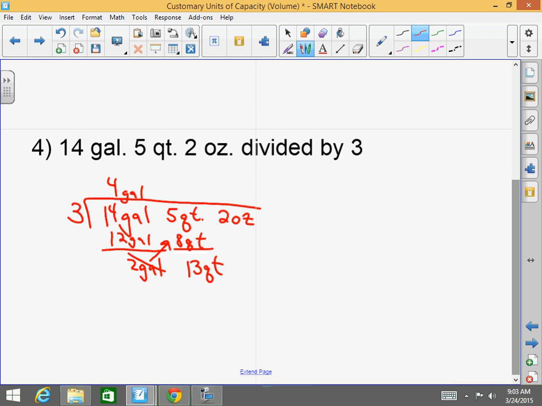3 divided into 13 goes 4 times. So that's 12. So I'm left with 1 quart. How many fluid ounces, gentlemen, in 1 quart? 32. So I'm going to take that quart and add 32 ounces to it, giving me 34 ounces. How many times does 3 go into 34? No, not 12. 11 times.